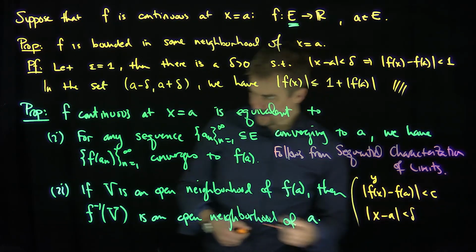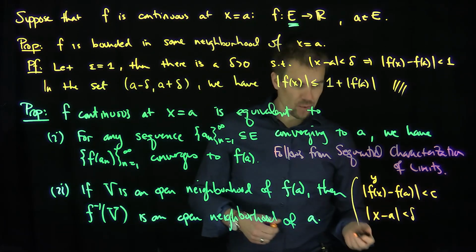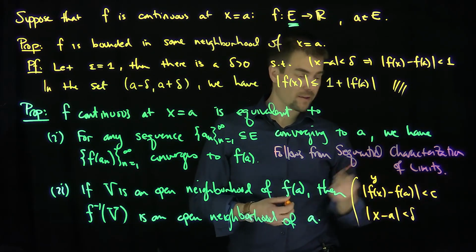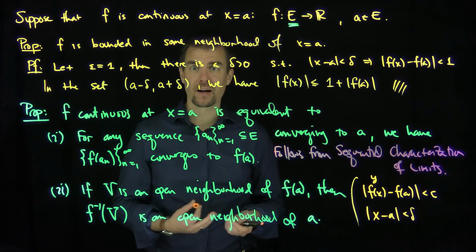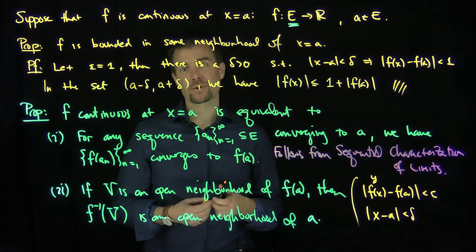So in other words, this topological criterion is exactly equivalent to what? To the delta epsilon version of continuity, because we're using the metric topology on the real line. So openness is defined in terms of the metric topology.